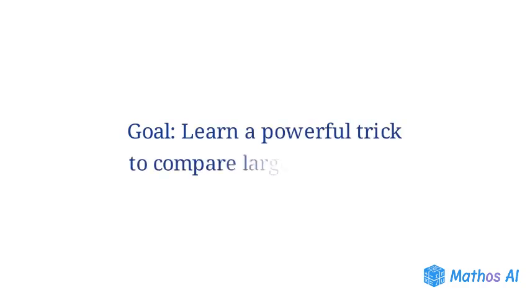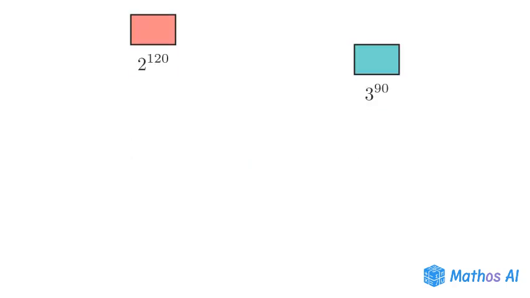By the end of this, you'll not only know which number is truly larger, but you'll understand a powerful mathematical trick to compare numbers with large exponents, even when they seem impossible to calculate directly. Let's visualize these numbers. Imagine a mountain built of blocks. One mountain has blocks of 2, stacked 120 high. The other has blocks of 3, stacked 90 high.